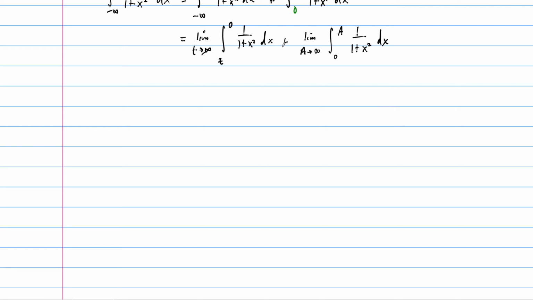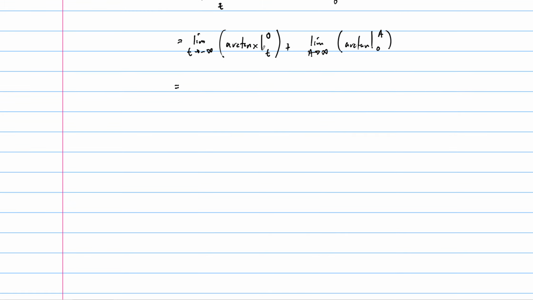And now, of course, this is the derivative of arctan, so the antiderivative of this is arctan. And so here's what we end up with. The limit as t approaches minus infinity of arctan of x from t to 0, we still have to plug in, plus the limit as A approaches positive infinity this time of arctan from 0 to A. And then we just plug in. So arctan of 0 is 0, but we'll write this out.